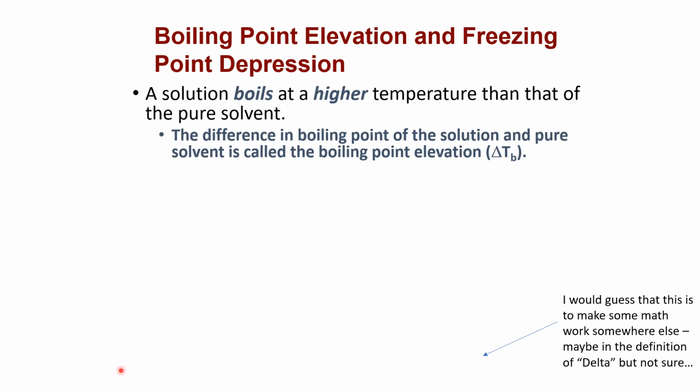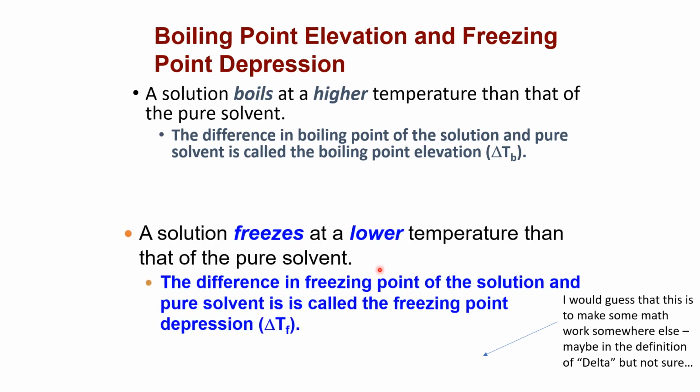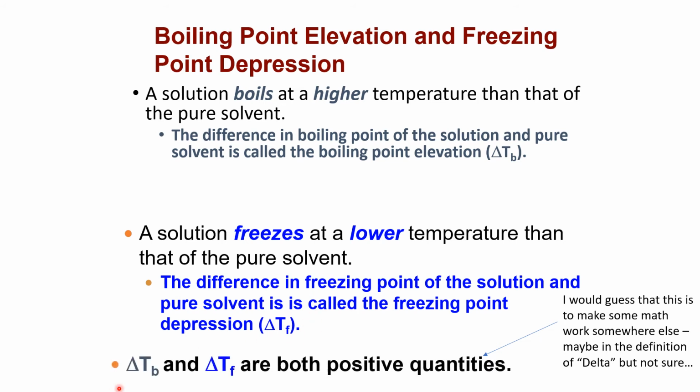And then similarly, a solution freezes at a lower temperature. So the delta T F is the freezing point depression. I think what your book is trying to say here is that we're just going to use the absolute value for the deltas here.